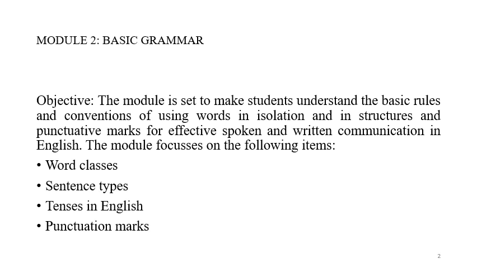The objective of this module, module 2, which is divided into two lectures, this is the first lecture, that is module 2, lecture 1. This module is set to make students understand the basic rules and conventions of using words in isolation and in structures, and punctuation marks for effective spoken and written communication in English. The module focuses on the following items: word classes, sentence types, tenses in English, punctuation marks. The essence is that the students, after this module, will be able to grammatically use words in the right place, at the right moments.